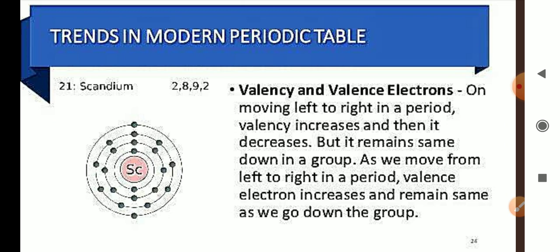In groups, on moving from top to bottom, the valency remains the same because the number of valence electrons remains the same. For example, the valency of first group elements is equal to 1. The valency of second group elements is equal to 2. So the valencies of all the elements present in group 1 are the same, and likewise in group 2. Suppose you consider period number 2.